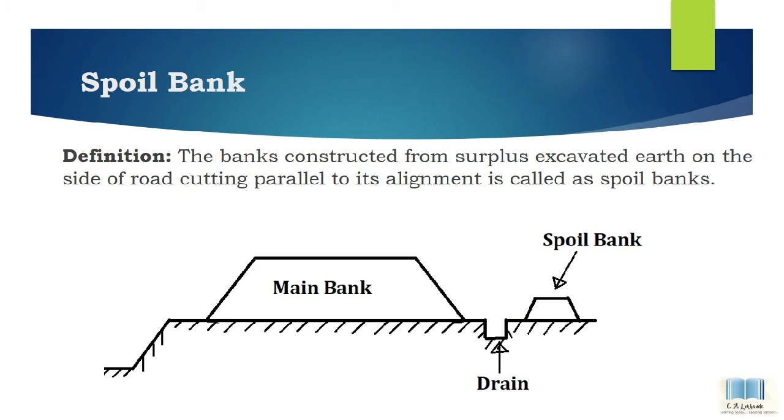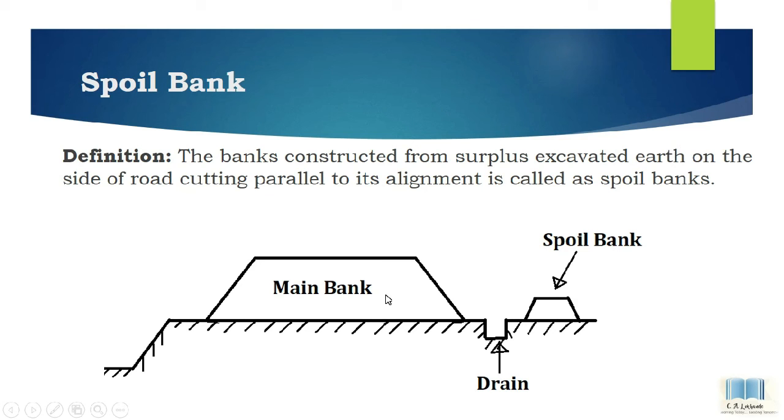Then the next is spoil bank. The bank constructed from surplus excavated earth on the side of road cutting parallel to its alignment is called spoil bank. From this picture we can see this is spoil bank, and this is main bank.